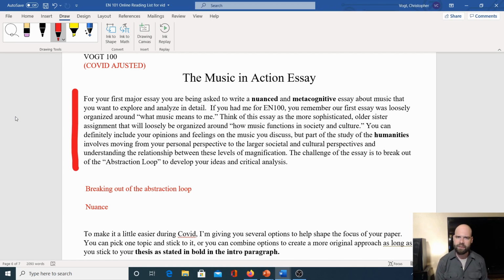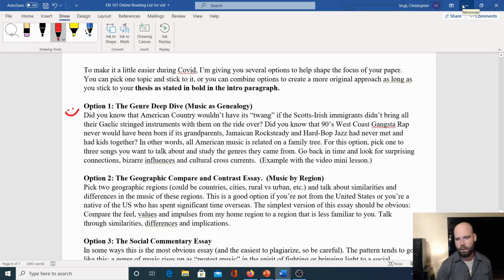I'm going to give you some specific examples, but that's the main difference. The first essay from EN 100 was Music and Me, and this essay is more about music and culture, or music and society.